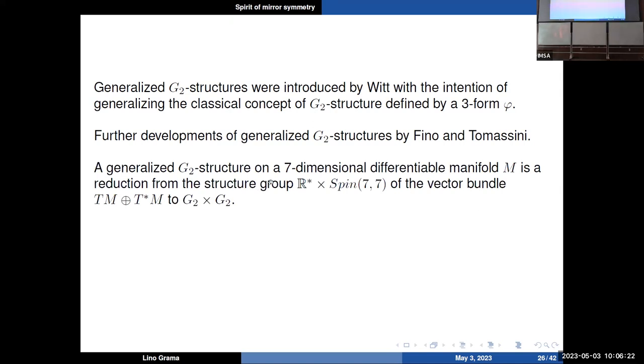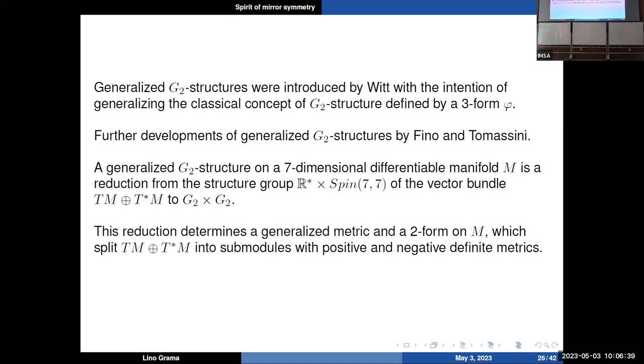And a generalized G2 structure on a 7-dimensional manifold is a reduction of the structure group of the vector bundle, the double, to G2 times G2. Okay, this is very analogous to the usual one. And this reduction also determines a generalized metric, a two form, and splits this double bundle into submodules with positive and negative definite metrics.